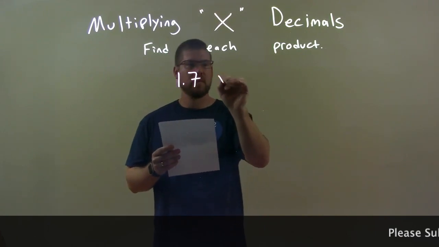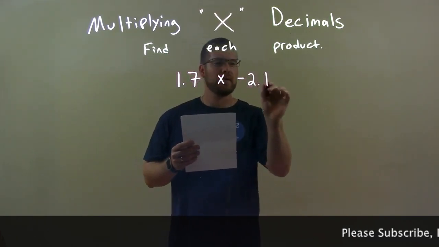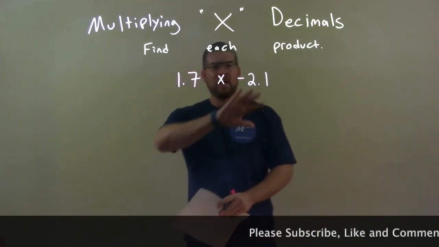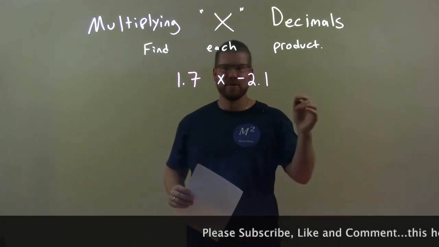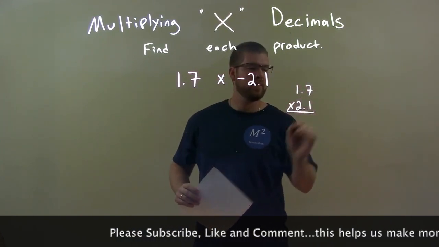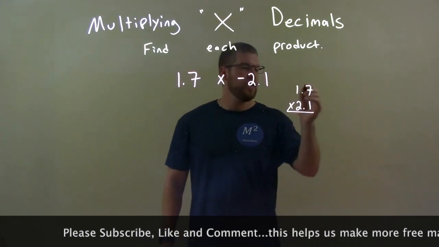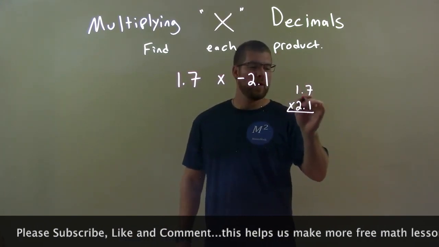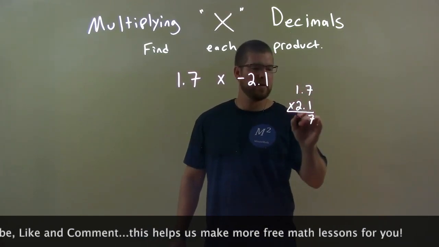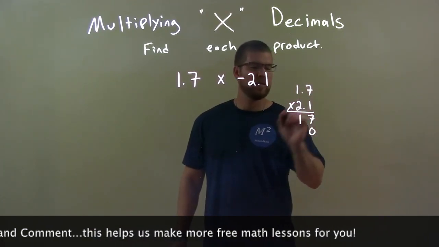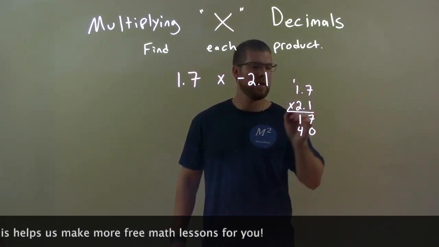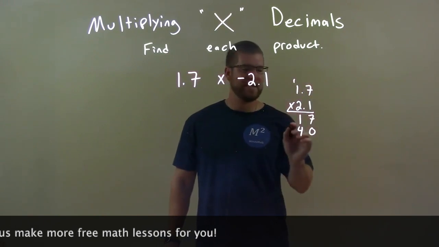1.7 times a negative 2.1. All right? Well, I'm just going to set this up without the negatives, like the traditional way. 1.7 times 2.1. Okay? Well, ignoring the decimals for right now. 1 times 7 is 7, and 1 times 1 is 1. Place value for the 2 now. 2 times 7 is 14. So we carry the 1 there. 2 times 1 is 2, plus 1 is 3.